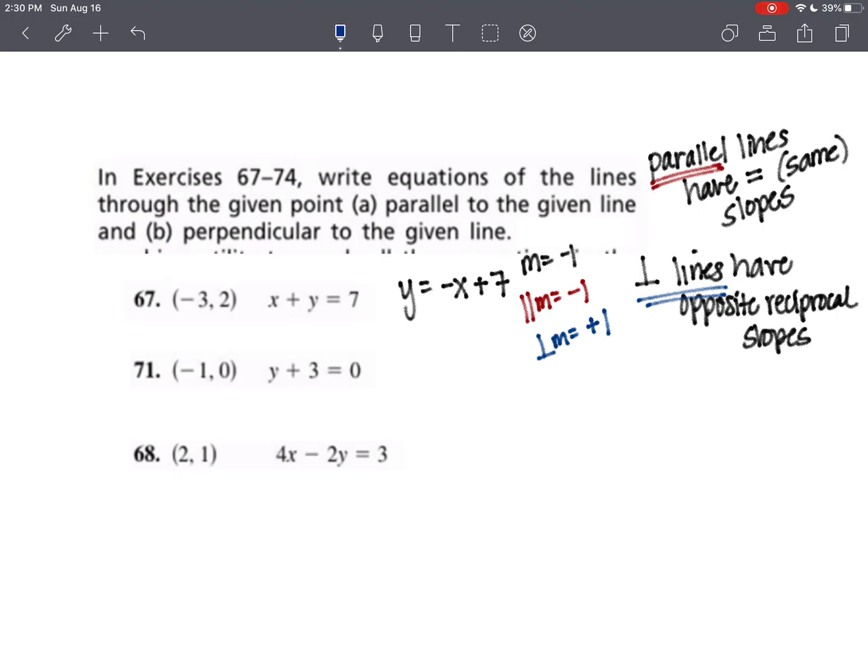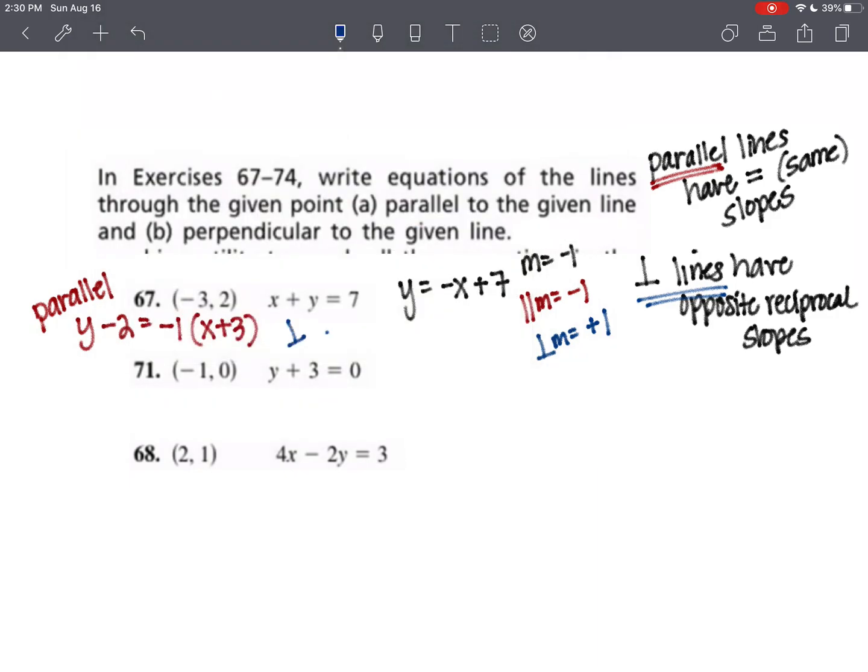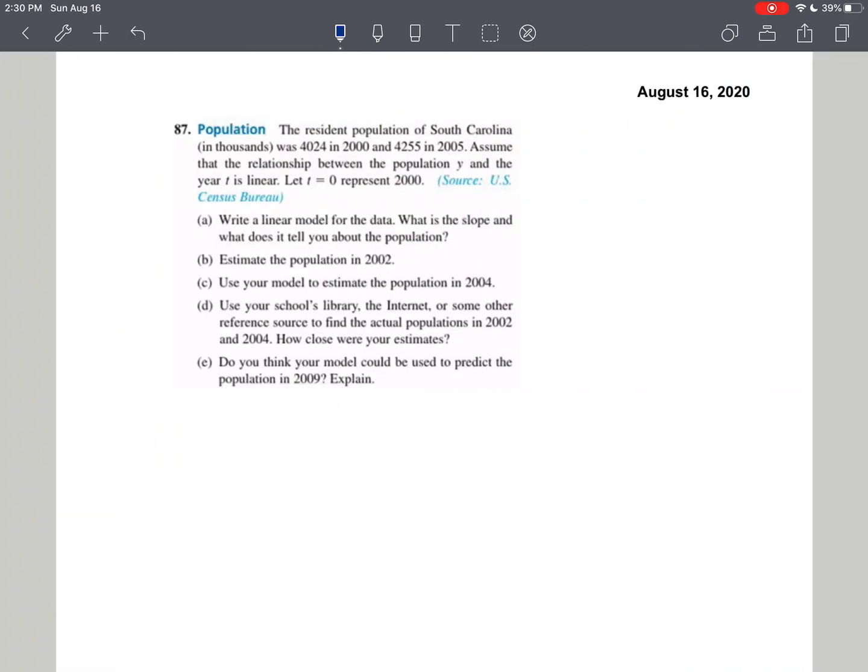So I'll just write this out real quick for you in red, we would have y minus 2 equals negative 1 times x plus 3. That would be the equation for the parallel line, and the equation for the perpendicular line would be y minus 2, still using this ordered pair right here, y minus 2 equals positive 1 times x plus 3. So that's our perpendicular line. And then you can do the next two. And then I think from there, we're pretty good.